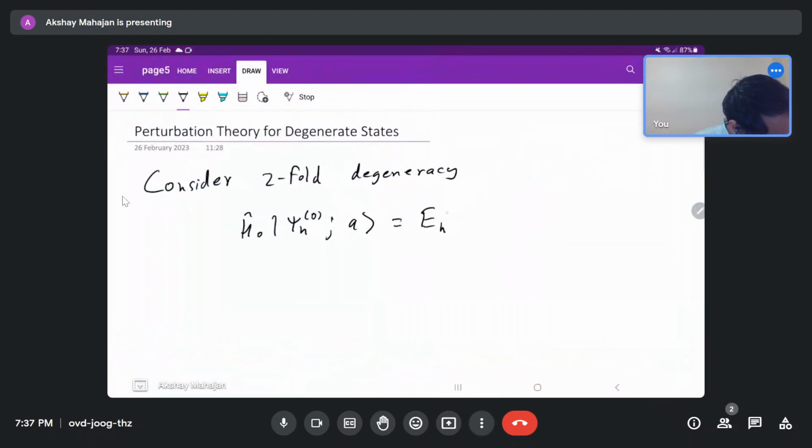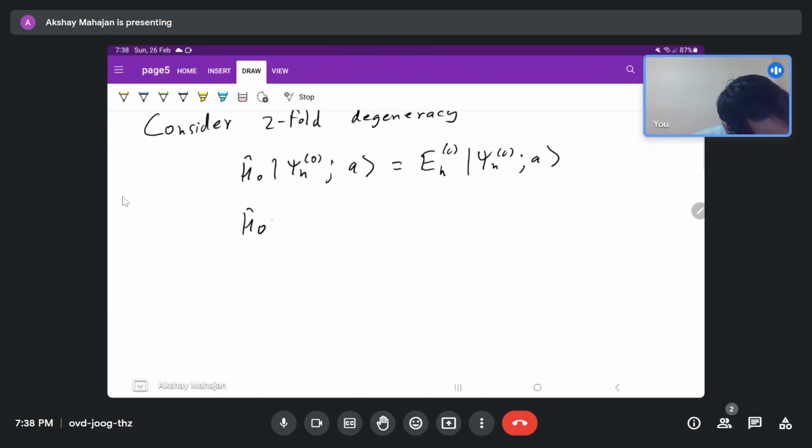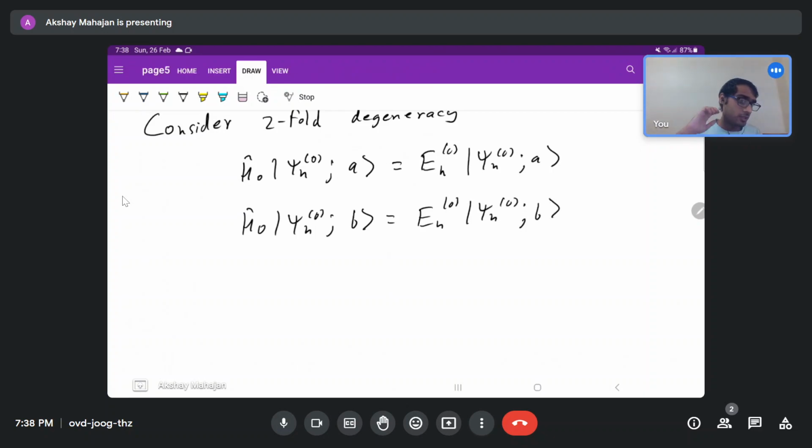which gives H naught psi n of the zeroth order A equals En of the zeroth order psi n of the zeroth order A. Similarly, H naught psi n of the zeroth order B equals En of the zeroth order psi n of the zeroth order B. So I'm going to solve this problem without using that determinant. We did it for the D-fold degenerate case, but instead I'm just going to do this for the 2-fold degeneracy.